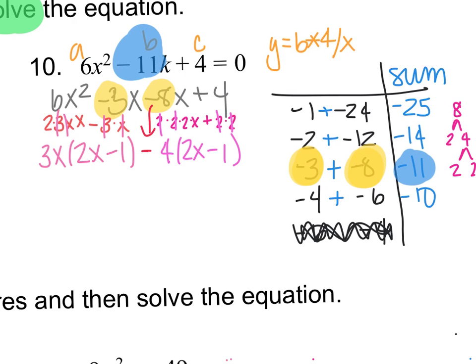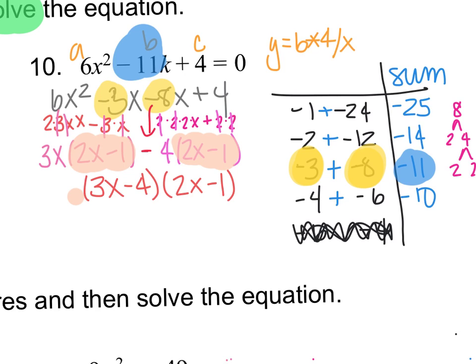And recall, this is just a way to check it. We'll know if we did the problem correctly if we look at our parentheses and they're exactly the same, which they are. So that tells me that my factorization is 3x minus 4 and 2x minus 1. Remember that the 2x minus 1 comes from what is inside the parentheses, and the 3x minus 4 comes from what is in front of the parentheses. That's where those pieces come from.